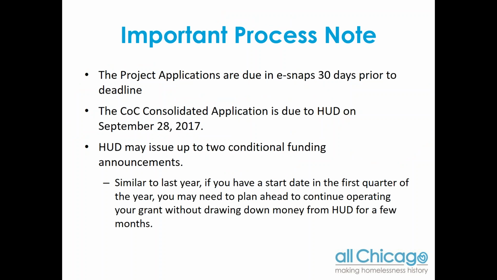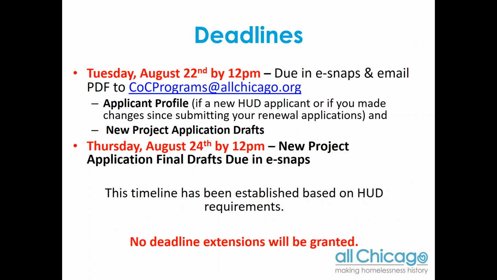What you're seeing here on the next important process note is that project applications are due in eSNAPS 30 days prior to the deadline, and that's why we have this shorter turnaround time, because the final consolidated application is due September 28th. We haven't heard, as far as I know right now, of other conditional funding announcements, but HUD is able to basically make some adjustments up until that final date. But for right now, I think we're on track.